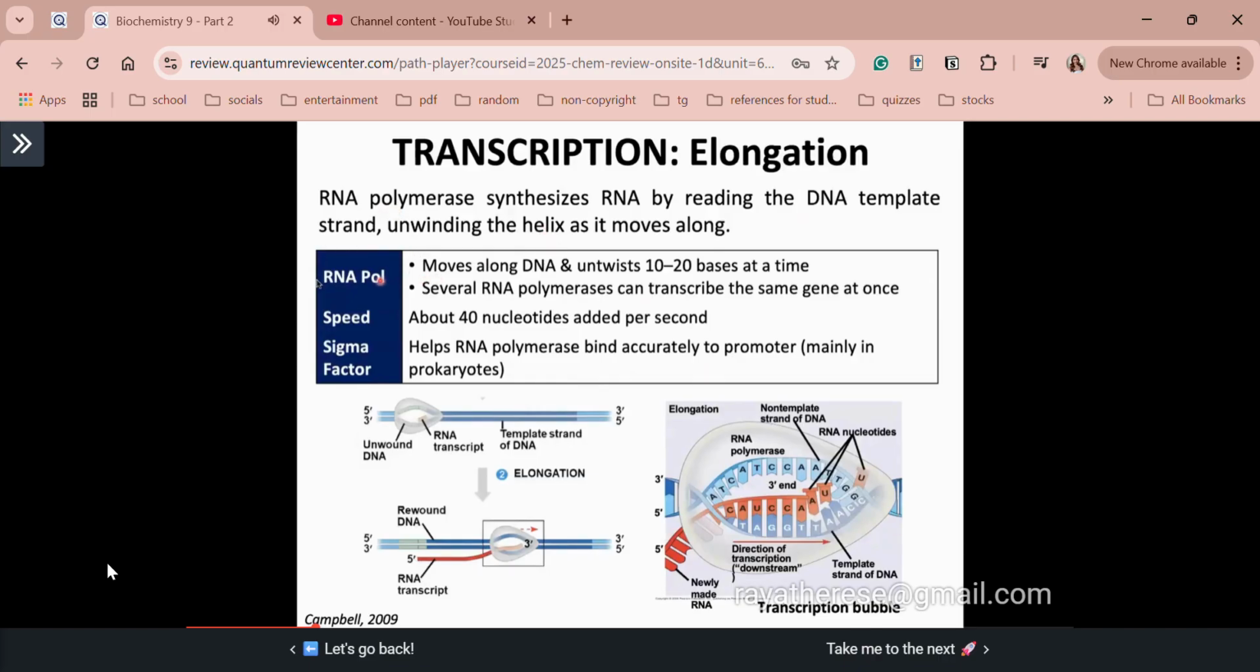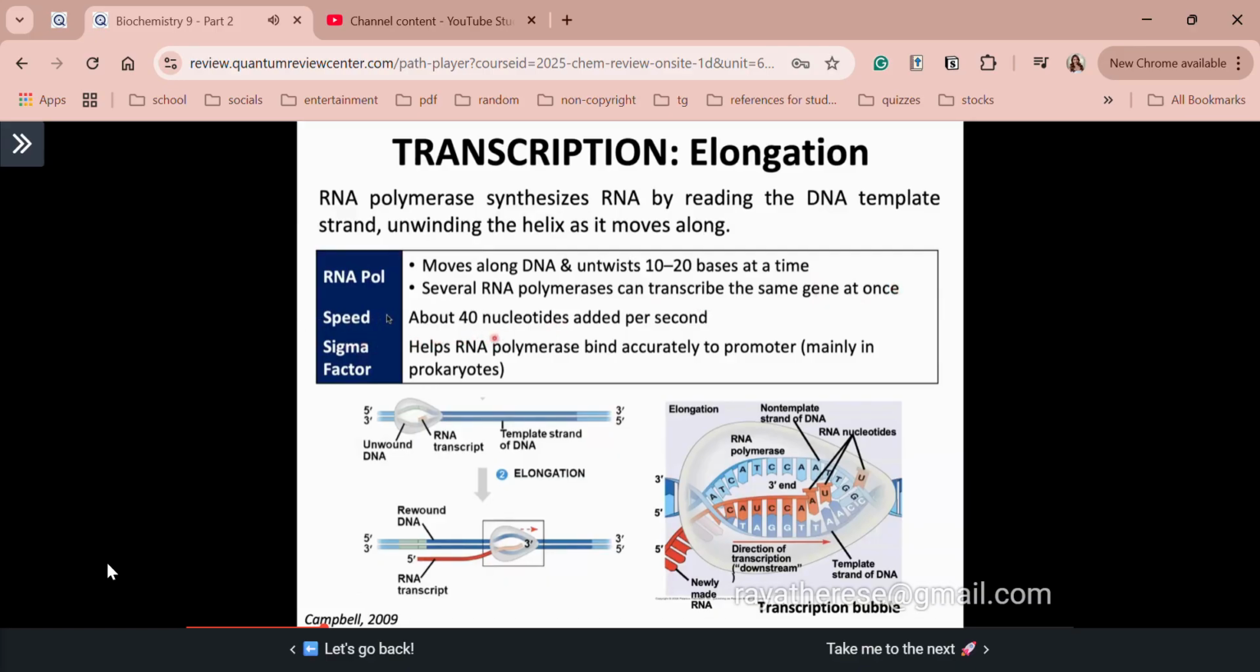Let's check its different properties. Again, for elongation, RNA polymerase will move along your DNA template strand. Class, emphasis on the template strand. That's the only strand we use in transcription. Later, we will differentiate the coding and the template strand. Additionally, it will also untwist or unwind 10 to 20 nucleotide bases at a time at your RNA polymerase initiation site. Several RNA polymerases can actually transcribe the same gene simultaneously, or at once. As for the speed, no need to remember this.